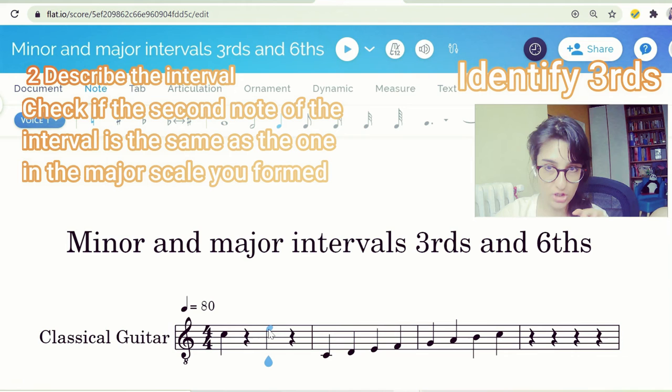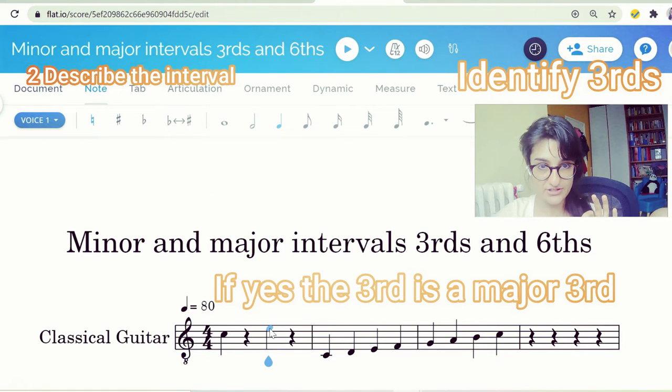whether the second note of the interval in the scale we've formed is unchanged. And that's the case here. E is not sharp or flat, it's natural, it's the same E of the interval they asked us to identify. In this case, this is the major third, okay? Because we formed the scale starting on C. After we formed the scale, we found that the second note of the interval, E, is the same in the scale we formed and in the interval we were asked to identify.